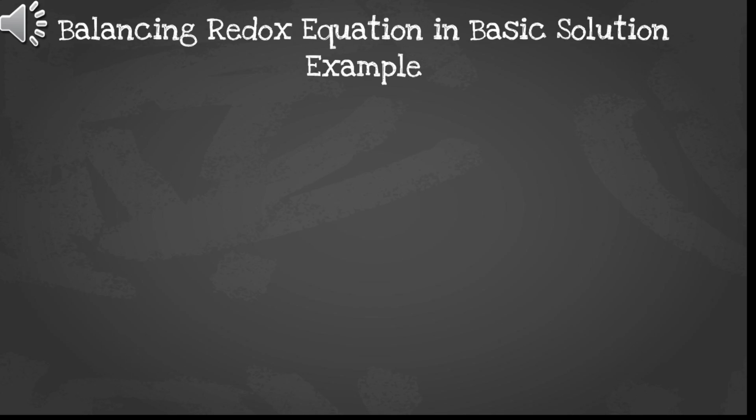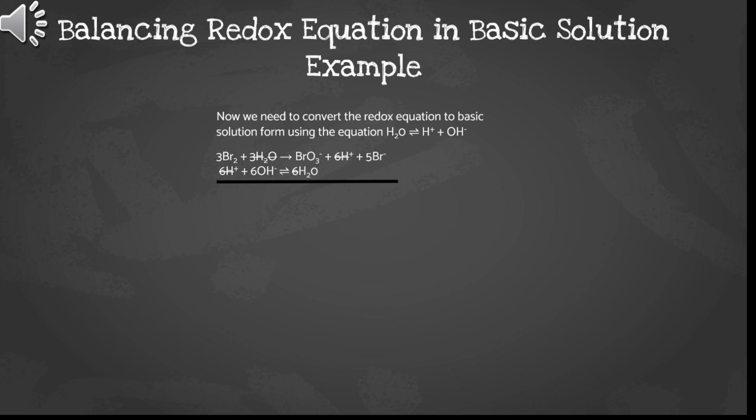The current equation we have is balanced for acidic solution, but the question specified that it's in basic solution. So now we need to use the equation H2O forms H+ plus OH- to cancel out the H+ ions. Doing so, we're left with the balanced equation of 3Br2 plus 6OH- forms 5Br- plus BrO3- plus 3H2O. And that is the balanced redox reaction equation for basic solution.